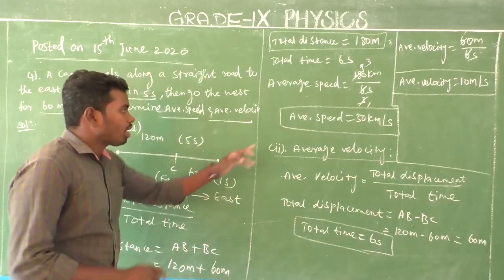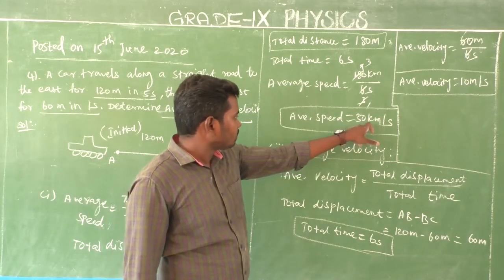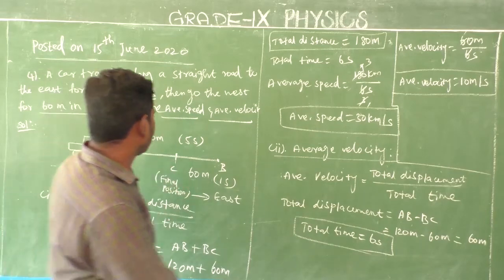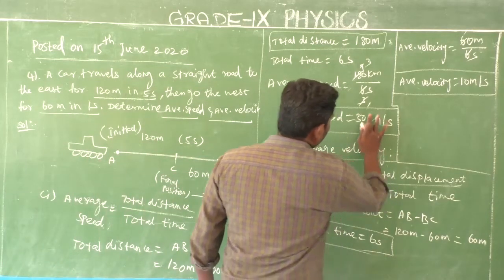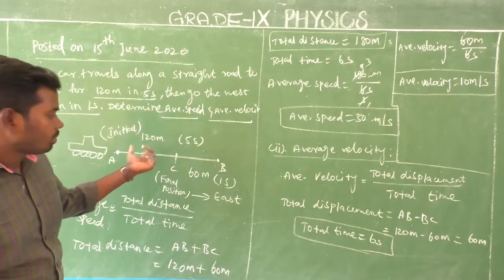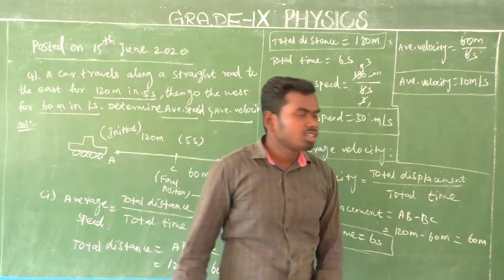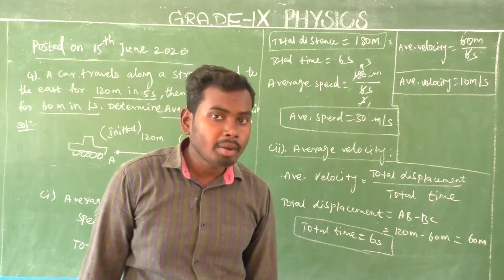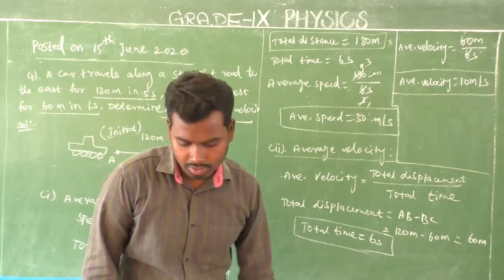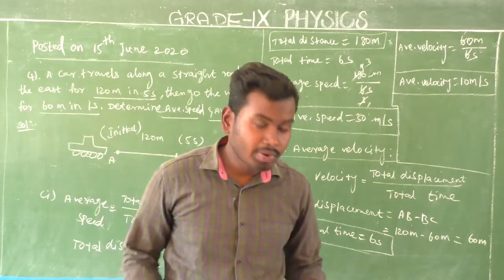So average speed value, how much? Average speed is 30 km per hour. Sorry, not kilometers, meters, because the value has been given in meters. So average speed is 30 meters per second, then the average velocity is equal to 10 meters per second. Is it clear? Yes. Very simple one. Don't get confused. Next one, fifth question.